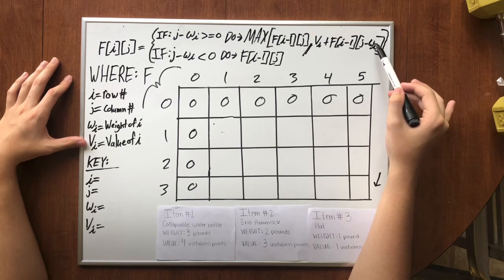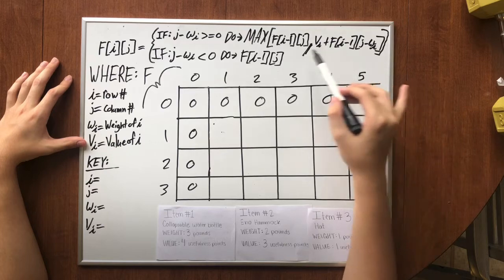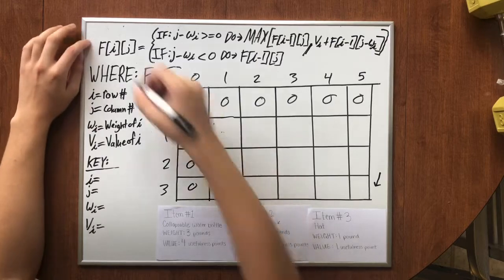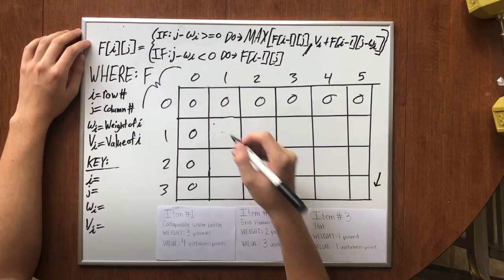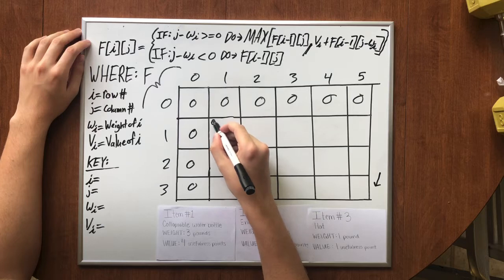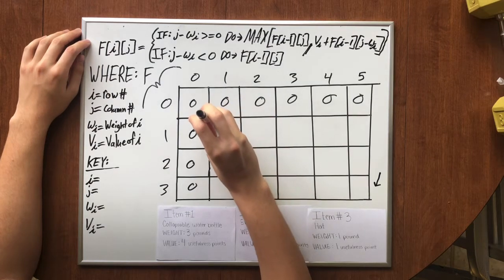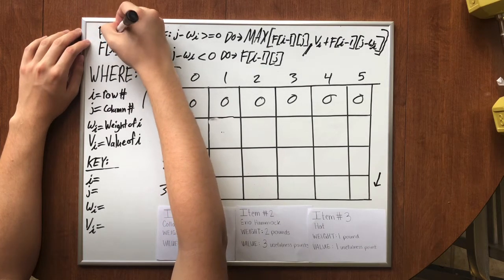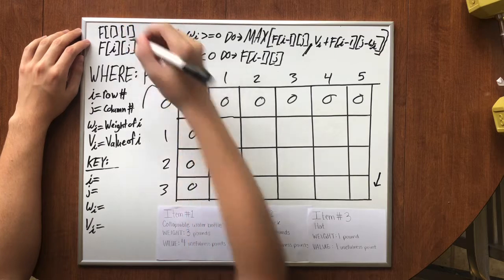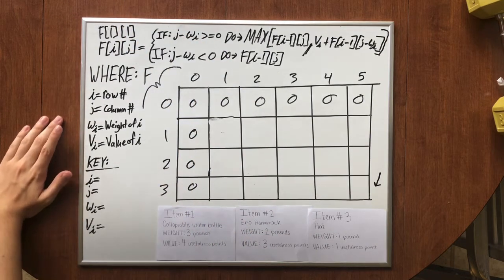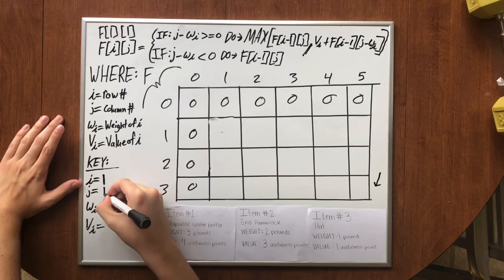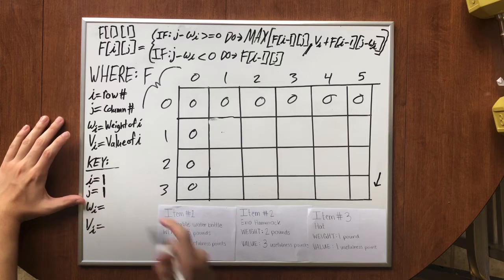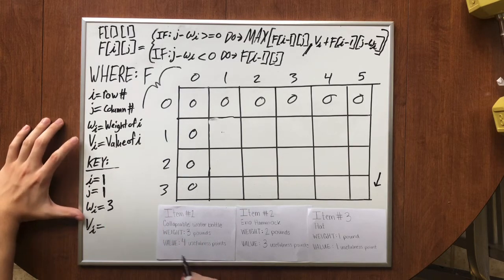Okay? So let's go ahead and see if we can use this formula to fill it out. If we wanted to look at f of 1 of 1, that would be this box right here, right? We're starting in f of 1 of 1. I guess I shouldn't put a 0 in there. f of 1 of 1 is equal to what? Well, I've got a key down here, right? So I know my i is equal to 1, my j is equal to 1, my wi, since we're on the item number 1 row, is equal to 3 pounds, and my value of i is equal to 4.